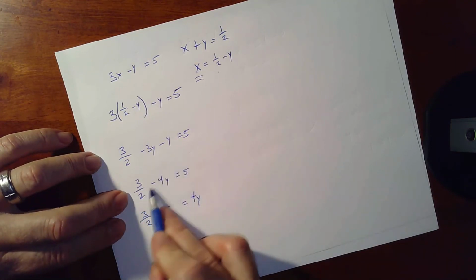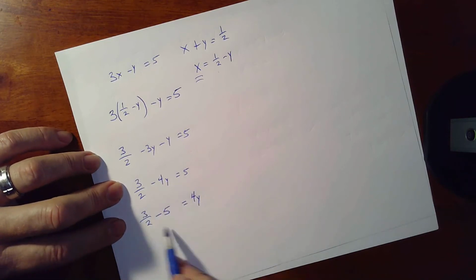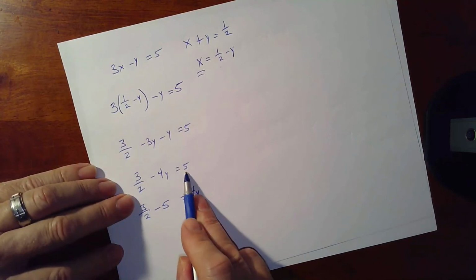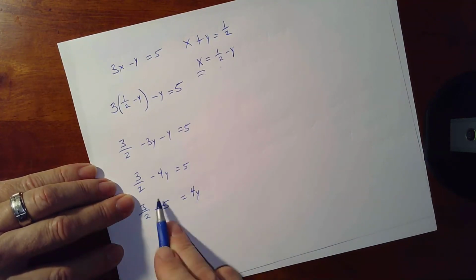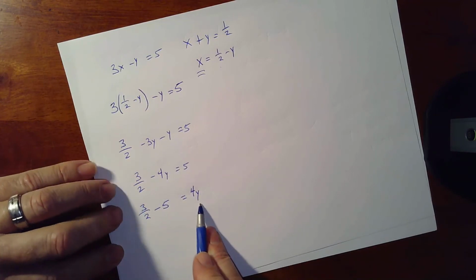And I brought the 5 over to the other side because I can get all my constants together. There's no variable here, these are called constants. It's positive 5 over here, so I have to subtract it, and that gives me the negative. I add 4y to both sides. Now I've got to get this y by itself.